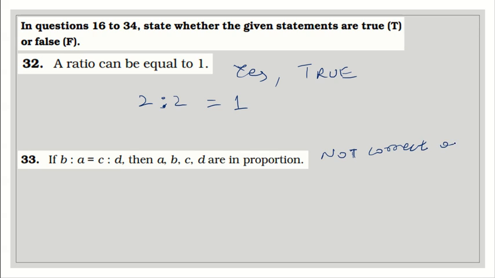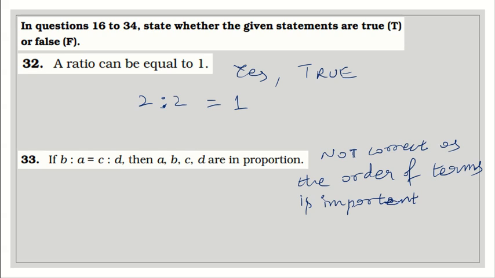Not correct, as the order of terms is important. So the order of terms plays an important role. So it is false. Okay. Only I can say A, B, C, D are in proportion if A is to B equals C is to D. The order of terms is very important. If at all I want to say for this, B, A, C and D are in proportion, not A, B, C, D are in proportion.